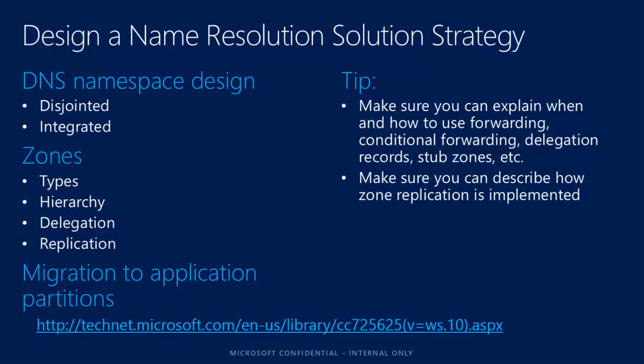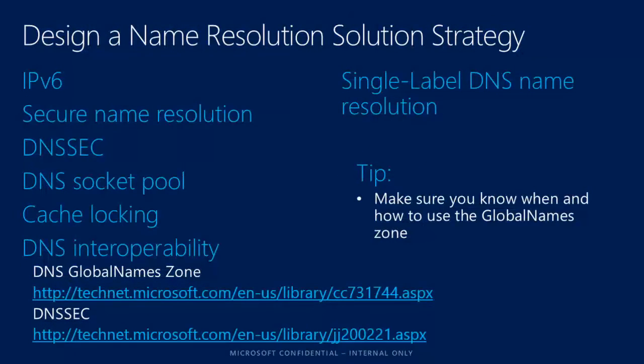So make sure you can describe how zone replication is implemented as well. Name resolution strategy, IPv6. Yeah, I know. IPv6, it's there. Probably not going to get super involved in that, but just be prepared that there might be something about IPv6. How to do secure name resolution, DNSSEC, DNS socket pool, cache locking, single label DNS name resolution. The tip here is make sure you know when and how to use global name zone.